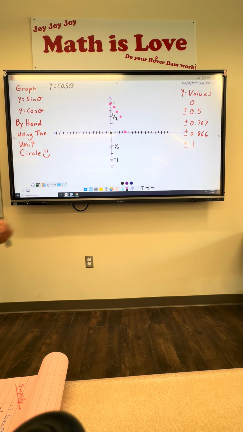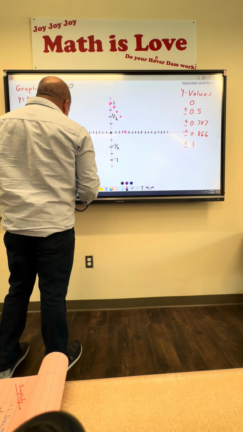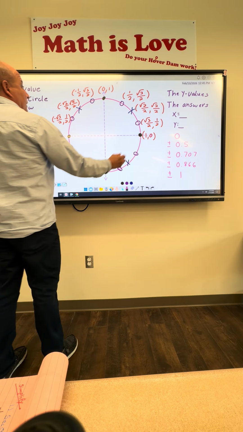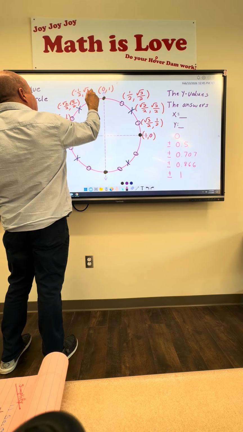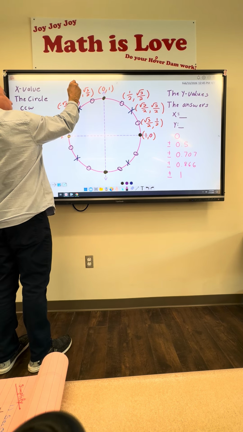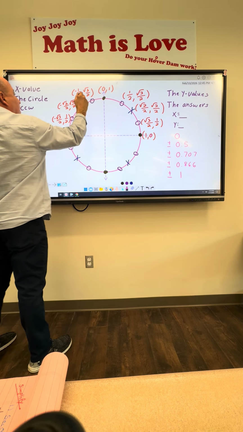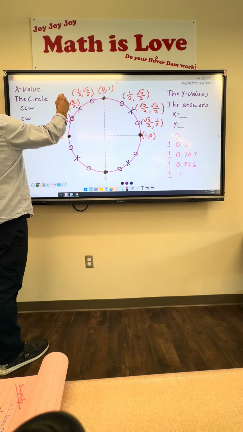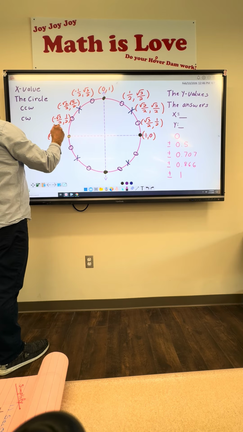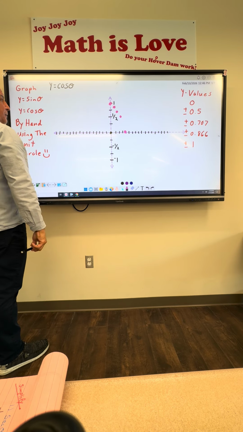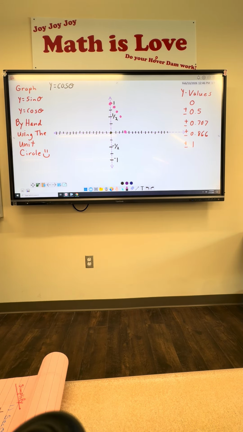All right. Well, this next x value, once again, comes from the unit circle. So as I continue to the right, this is my next x value. Cosine will be negative 0.5. Cosine will be negative 0.707. Cosine will be negative 0.866. And cosine will be negative 1. Okay?